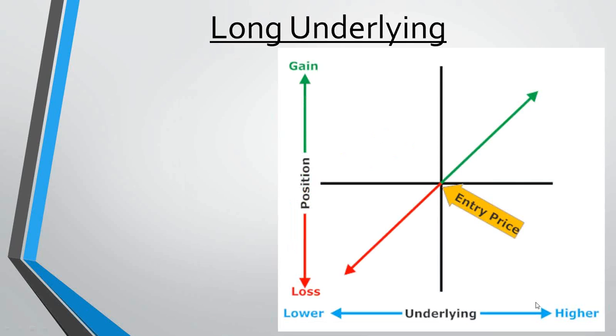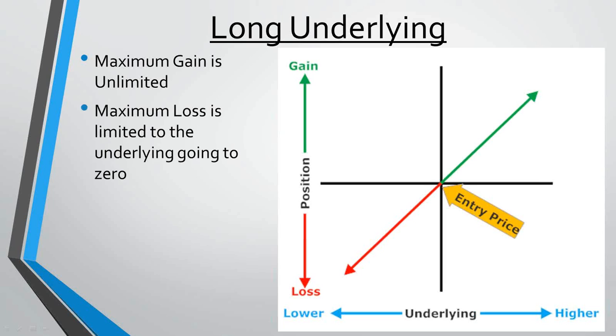So let's take a look at a long underlying risk graph. The maximum gain of a long underlying is unlimited, and the maximum loss is limited to the underlying going to zero. Now remember, in this particular one, we're talking about the underlying, not a Nadex spread. So if you were long the S&P 500, the maximum gain is unlimited. Theoretically, the S&P 500 can go to 50,000 or 100,000. It doesn't have a limit to where it can go. The maximum loss is limited to every single company in the S&P 500 being worth zero.